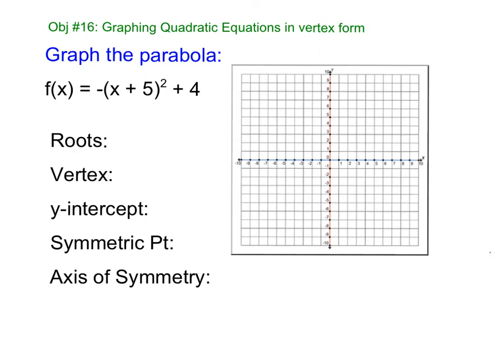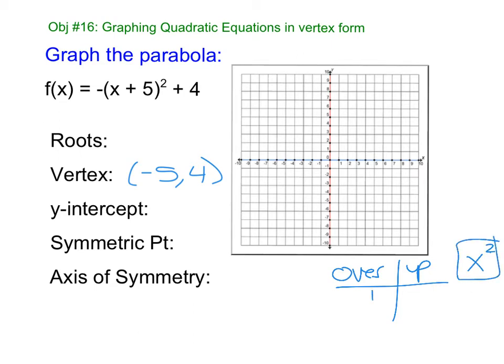Okay, so now let's try this one. Same idea. So start with your vertex. What's the vertex? It's -5, 4. So now we're going to be using that shifting rule. So I always make my shifting rule, I write it out as over and up. It could be down. And then it's based on the x squared, right? So 1 squared is 1, 2 squared is 4, 3 squared is 9. So I'm going to plot my vertex, -5, +4.